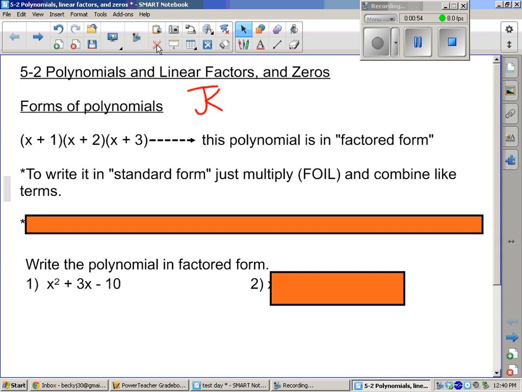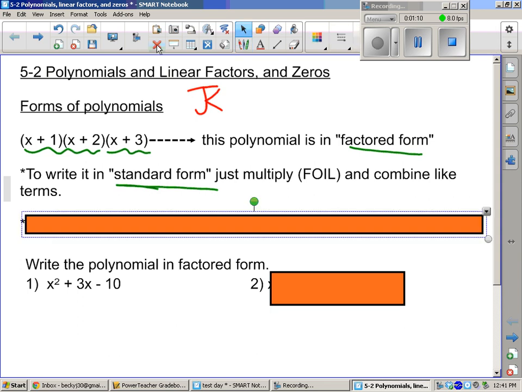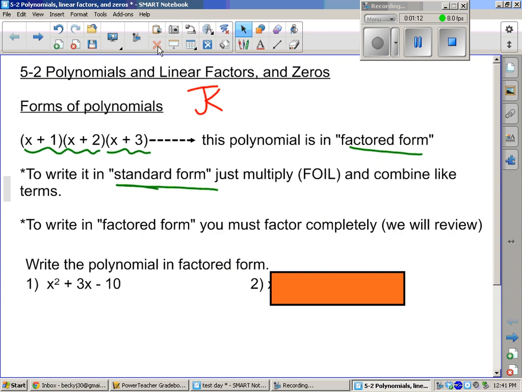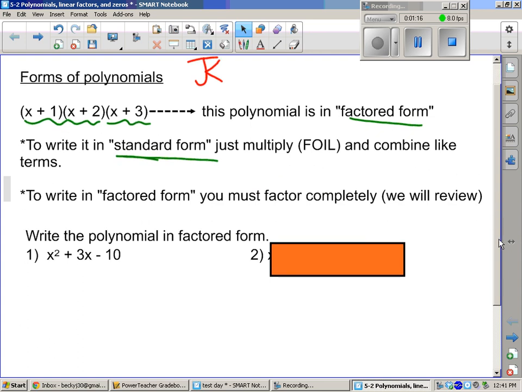If you want to write it in standard form, which is your other form, you would just have to multiply that out. You'd have to FOIL this and simplify, and then FOIL that to the next set of parentheses. If you start with standard form and go to factored form, you just have to factor. So we're going to do some factor review right now.